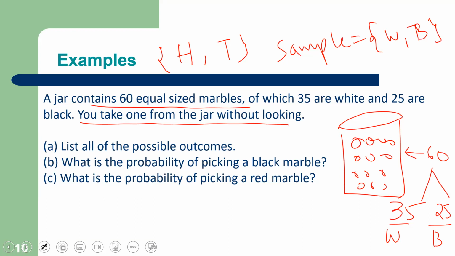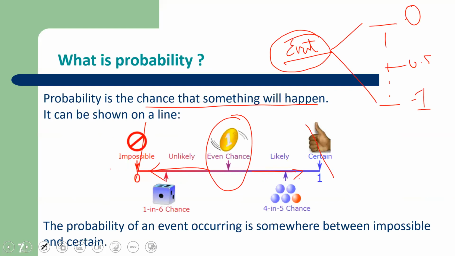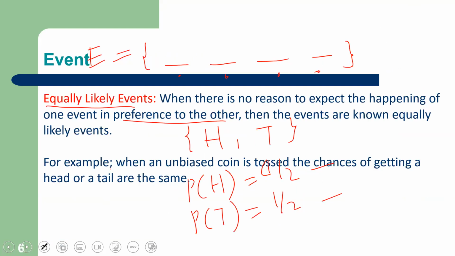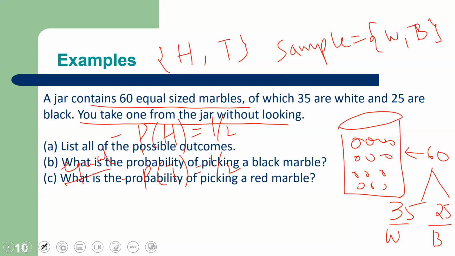Then, similarly to the coin, the probability of head is 1 by 2 and the probability of tail is 1 by 2. They have equal opportunities. That's what I was discussing: equal opportunities mean equally likely events. But in this marble case, are they equally likely? Let's see.